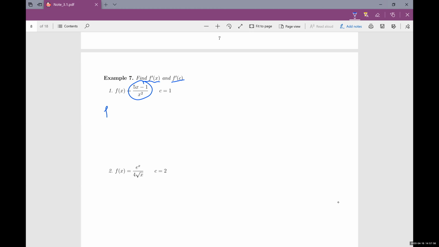So we have to use the quotient rule, and the quotient rule says the derivative of this function f of x equals the derivative of the top. The top function is 5x minus 1. And you multiply by the bottom function, which is x squared, minus the derivative of the bottom function x squared, and then you multiply by the top function 5x minus 1. And you take everything divided by the bottom function squared.